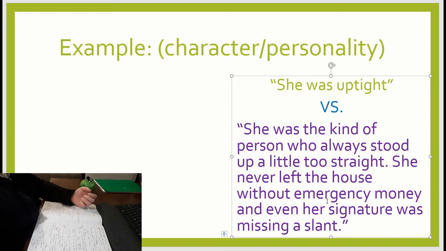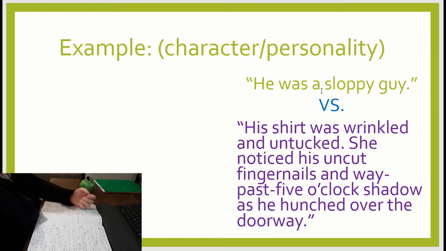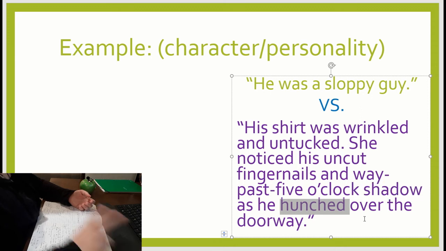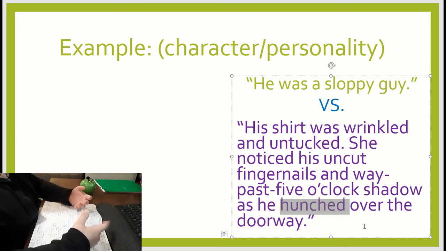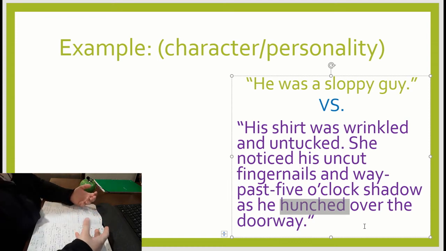So this is a little bit of a different example. This next example is just showing the opposite effect, and it's a little bit more based off of the details that we can see within the scene. So this is the opposite example. He was a sloppy guy. Instead of saying, okay, he's sloppy, you show us, okay, well, how is he sloppy? Why is he sloppy? So I said, his shirt was wrinkled and untucked. She noticed his uncut fingernails and way past 5 o'clock shadow as he hunched over the doorway, okay? Again, I was using the example of posture here. A person who is sloppy or not uptight, maybe they're just total opposite energy there. They might be hunched over instead of standing up straight and stiff.